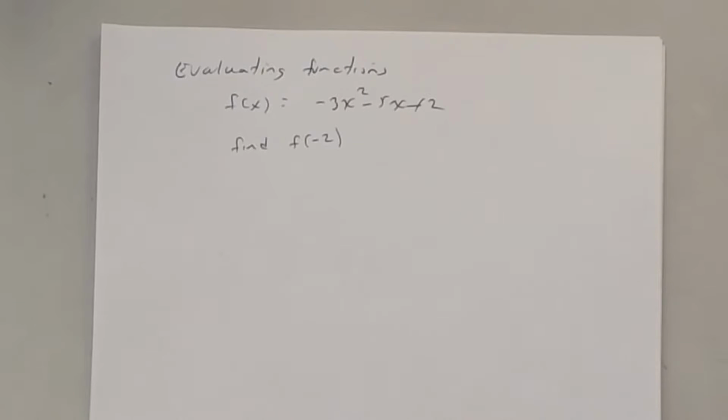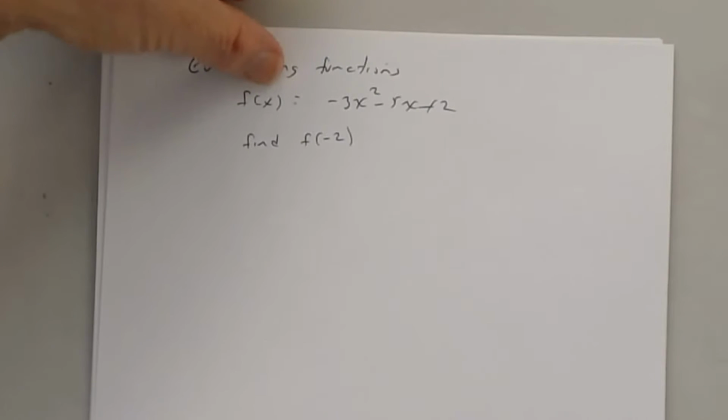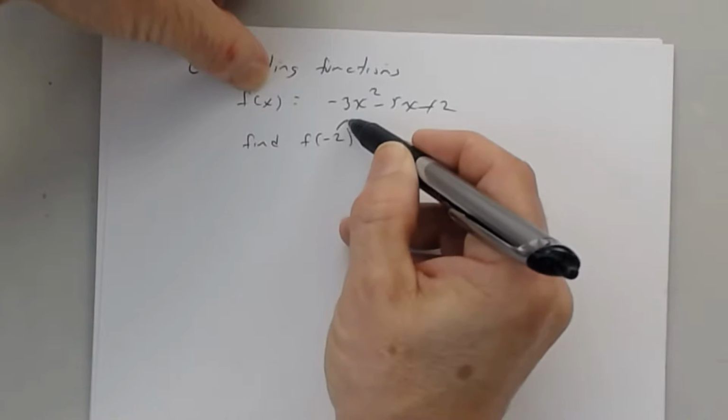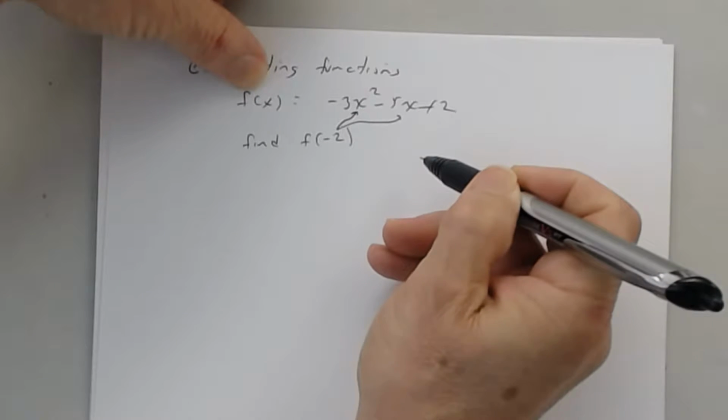Now remember what that means when you ask to find f of negative 2. What does that negative 2 represent? The x value. If you want to find f of negative 2, you're asking yourself, when x is negative 2, what is the y value? Because remember, f of x is y. So wherever you see the variable x, what are you going to plug in? Negative 2. You'll plug in negative 2.